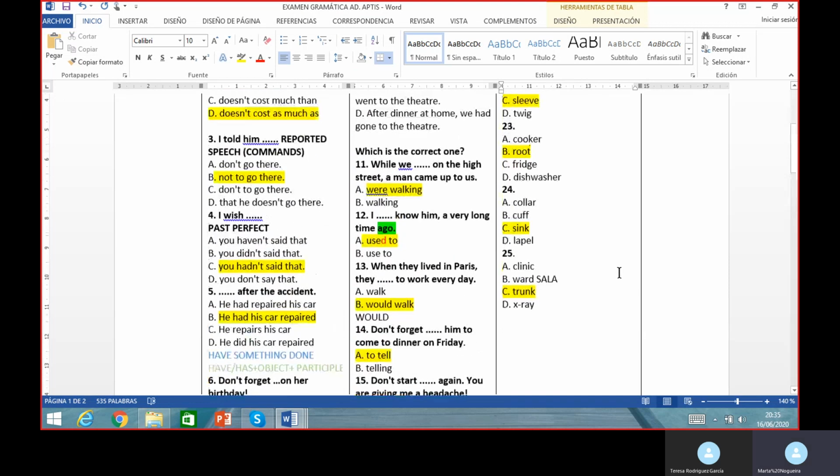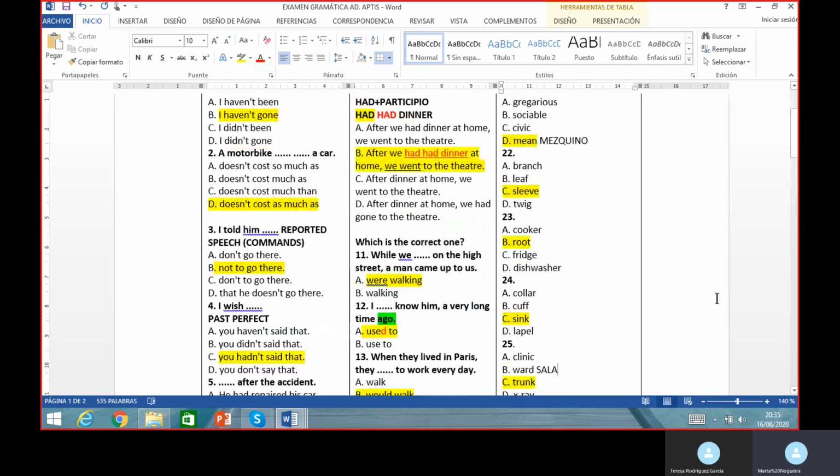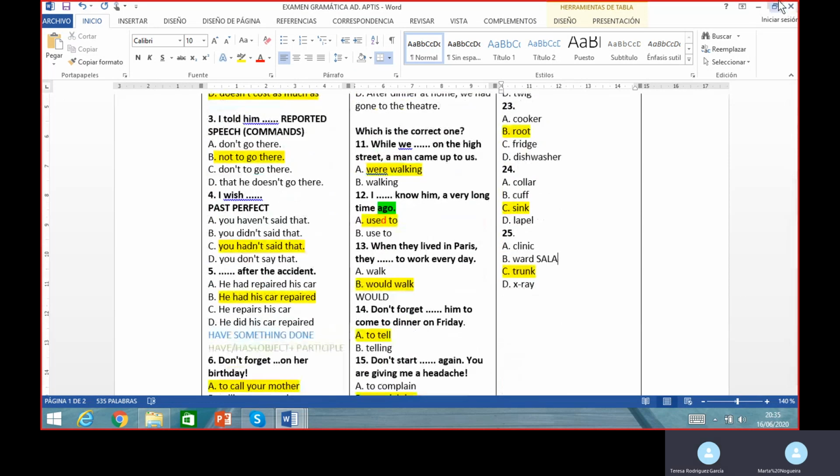Vale, y ya está. Si que no lo sé, cualquiera de las cosas marco, siempre marco algo.